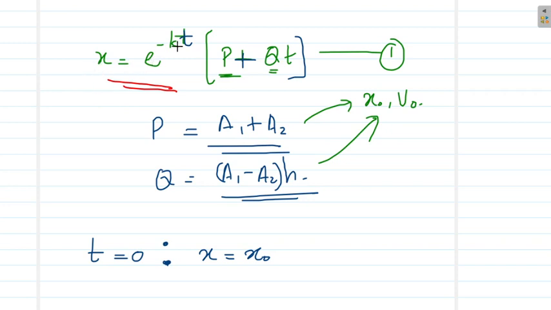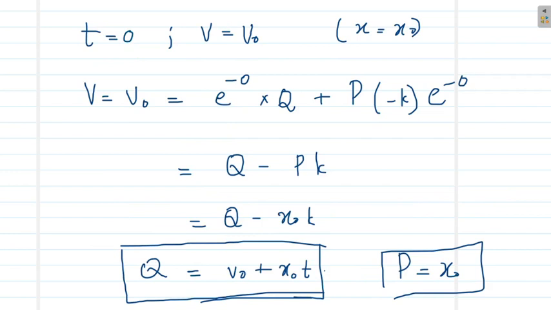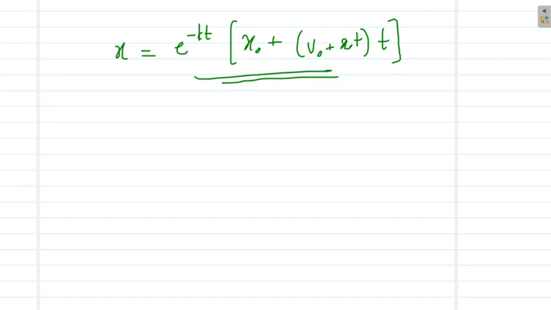So x is equal to e raised to minus kt into p plus qt was the considered equation, and we found out the expression for p and q in terms of x0 and v0. Now substituting for each of those terms, we can rewrite x is equal to e raised to minus kt into p plus q into t. So this is the expression for the position x in the case of a critically damped oscillating system.